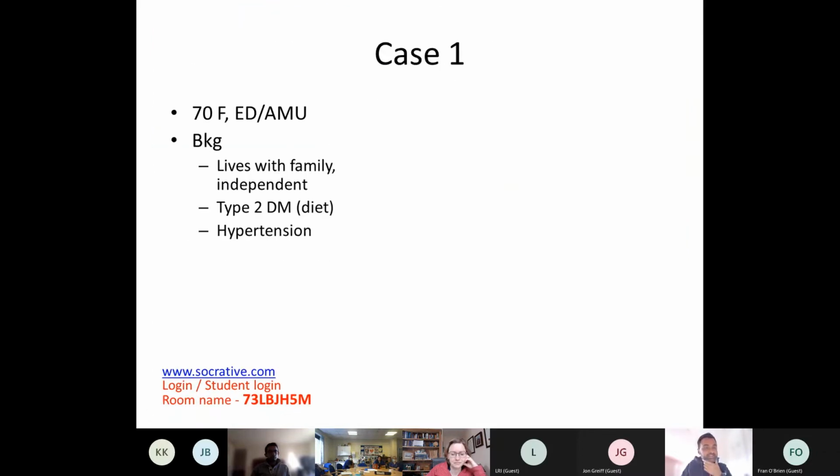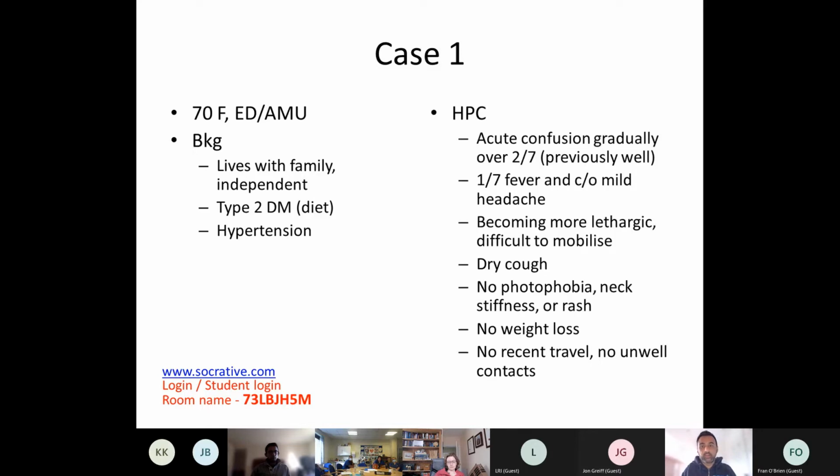Okay, so the first case is a 70-year-old lady who presented to A&E and then to AMU. She lives with her family. She's normally independent. She's got type 2 diabetes, diet controlled, and hypertension as her only background medical history.